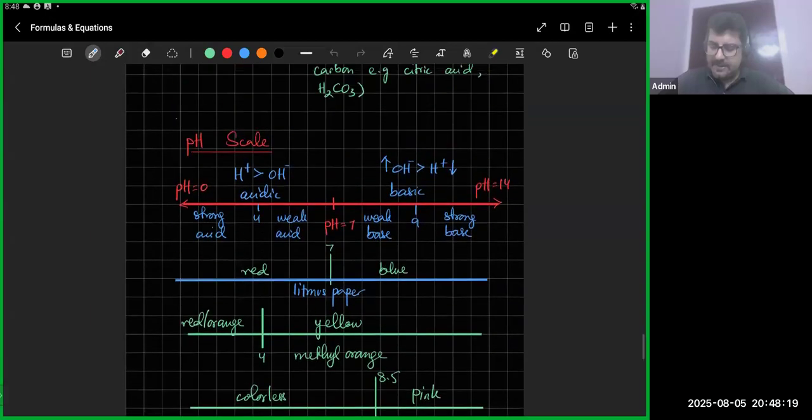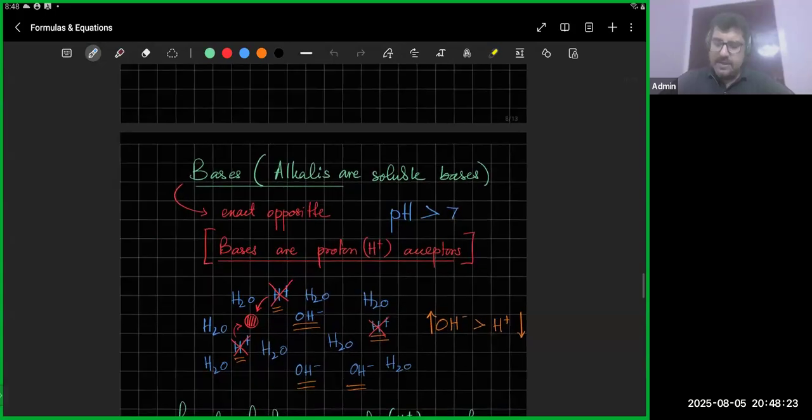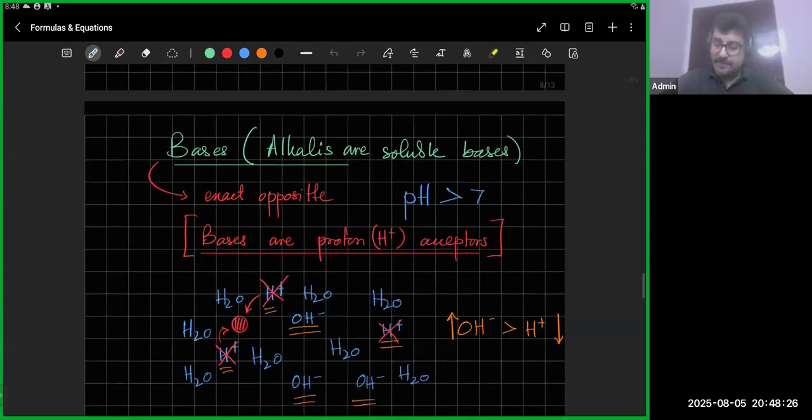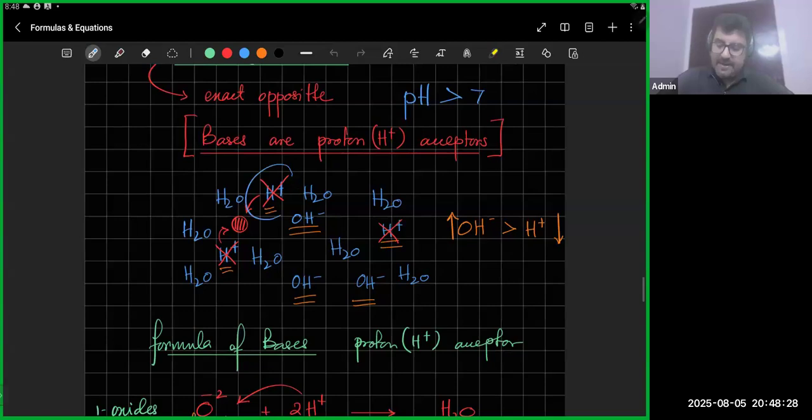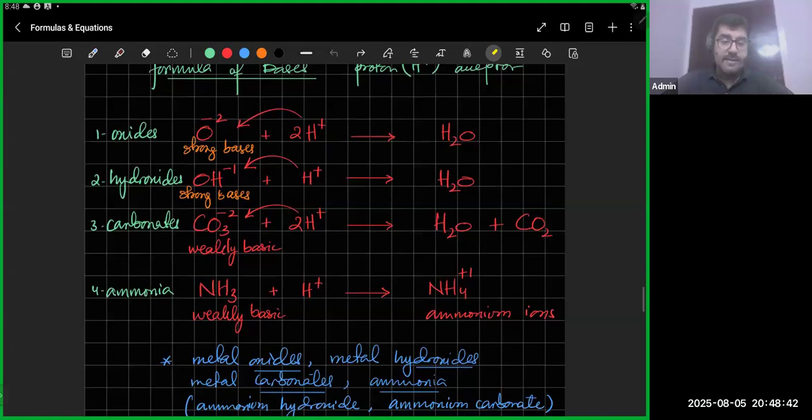So the recap is, we did pH scale, we did indicators, but what's important is what were bases? Bases were proton acceptors. If any base sees an H plus one, it will go and grab that H plus one in water, and it will decrease the quantity of H plus ions. Which were the bases? You had four bases: strong bases, oxides and hydroxides, and you had carbonates and ammonia. They were slightly weaker bases, but they were like four bases.